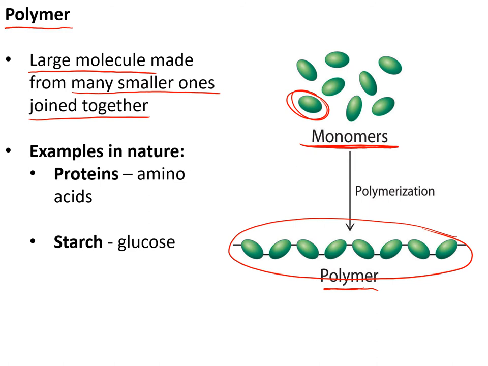And we have lots of examples of this in nature. The proteins that we get from our meat and dairy are made from amino acid monomers joined together. The starch that we find in rice and bread and potatoes is made from lots of glucose monomers joined together. So these polymers are really important compounds.